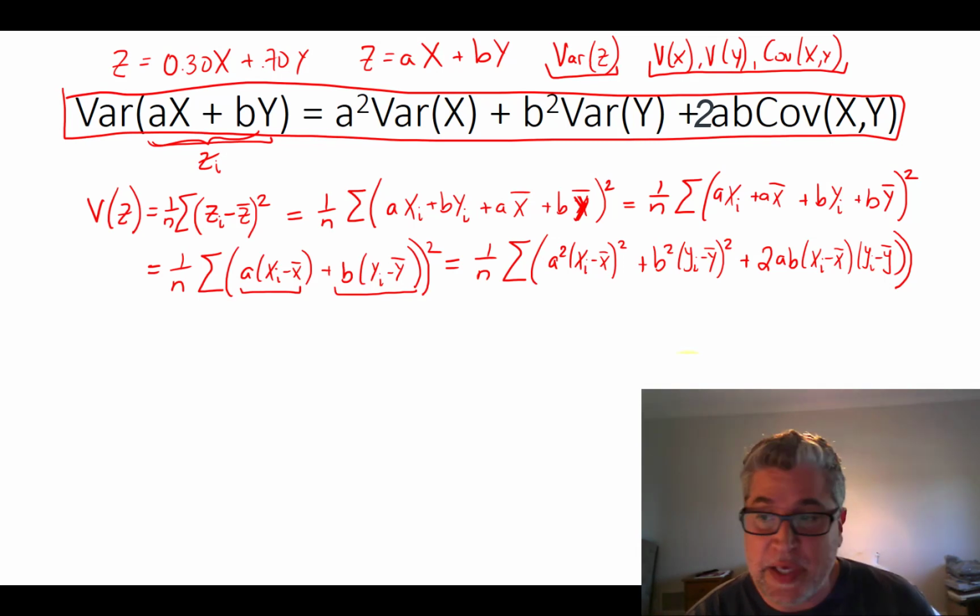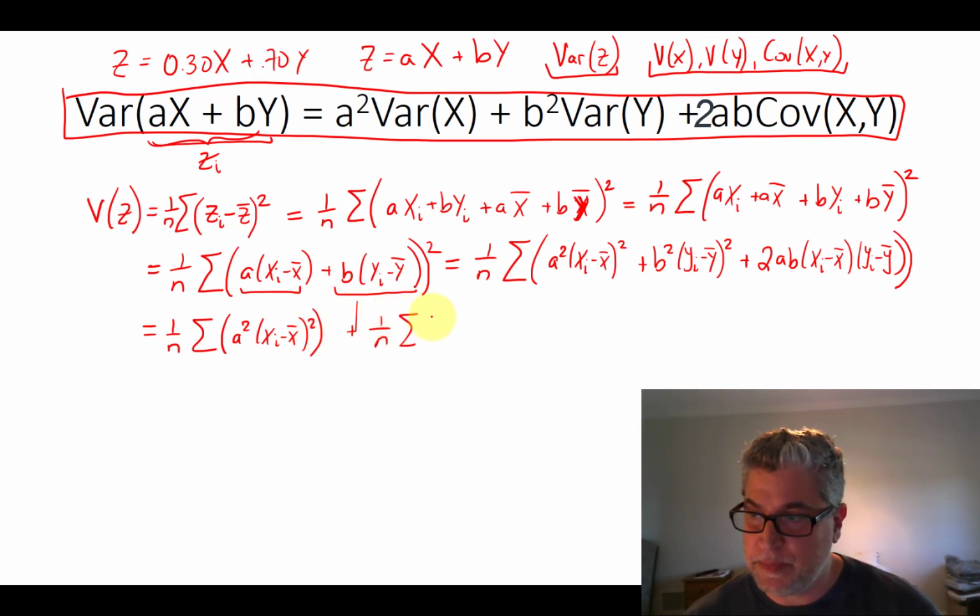The next thing we can do is split up this summation, because it's a sum of 3 sums, and you can just reorder any summations like that. And so we would get 1 over n, the first summation, so that's a squared xi minus x bar squared, and then the second summation, and the third summation.